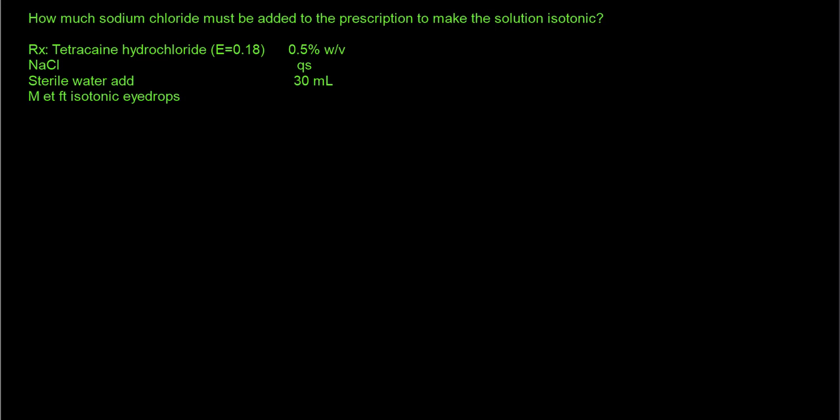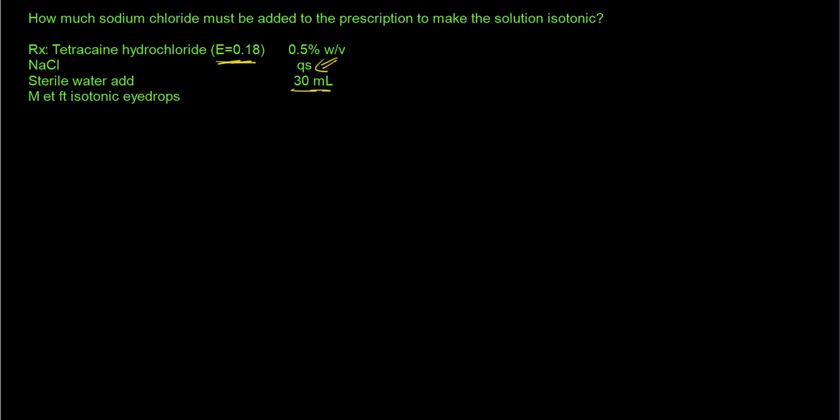Let's take a look at another question. Here we have a question that reads, how much sodium chloride must be added to the prescription to make the solution isotonic? So here we're looking at isotonicity. We have a formulation that's provided to us. We do see what is known as the E value right here. And we know the total quantity of this eye drop. So our goal is to figure out how much of the sodium chloride we need to make the solution isotonic.